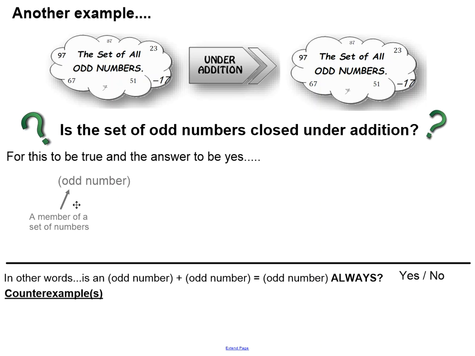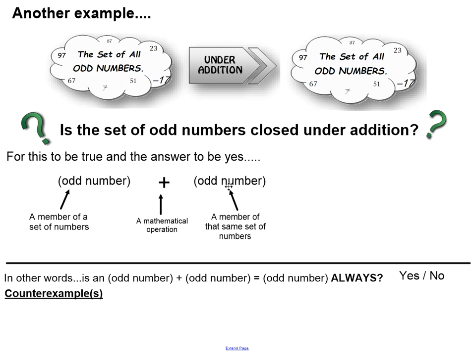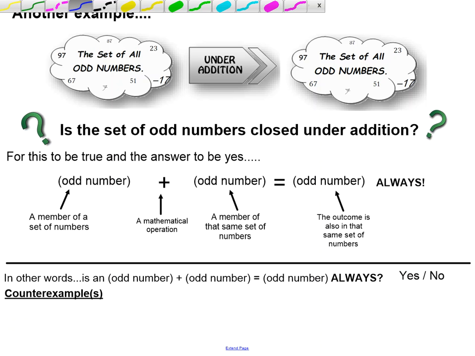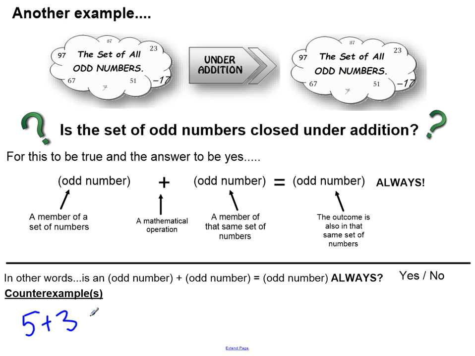So for this to be true, this is a member of a set. Take an operation, addition, so we're adding another member of that same set, and then is our outcome an odd number always? Well, let's check this. So here, I am just going to say 5 plus 3, 2 odds, right? Add it together. What's that outcome?